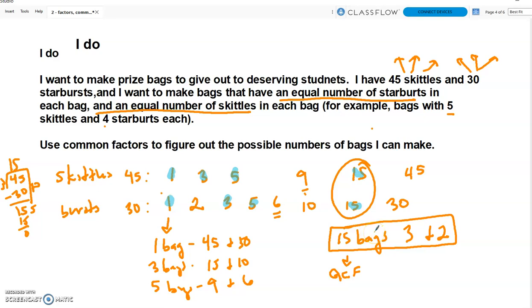And that's often the thing I want to know. What's the most bags I can make out of this? And the most is 15.